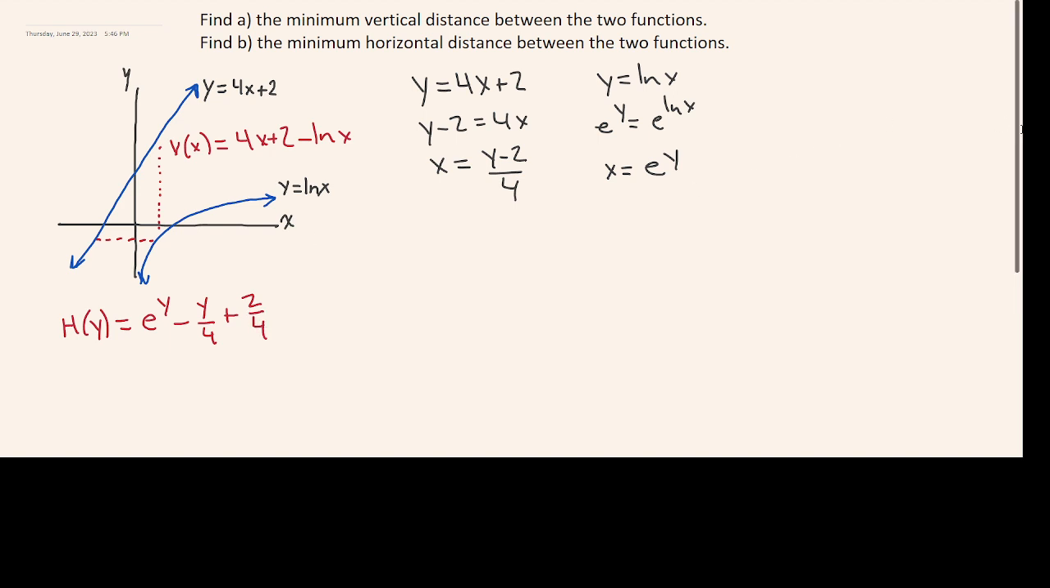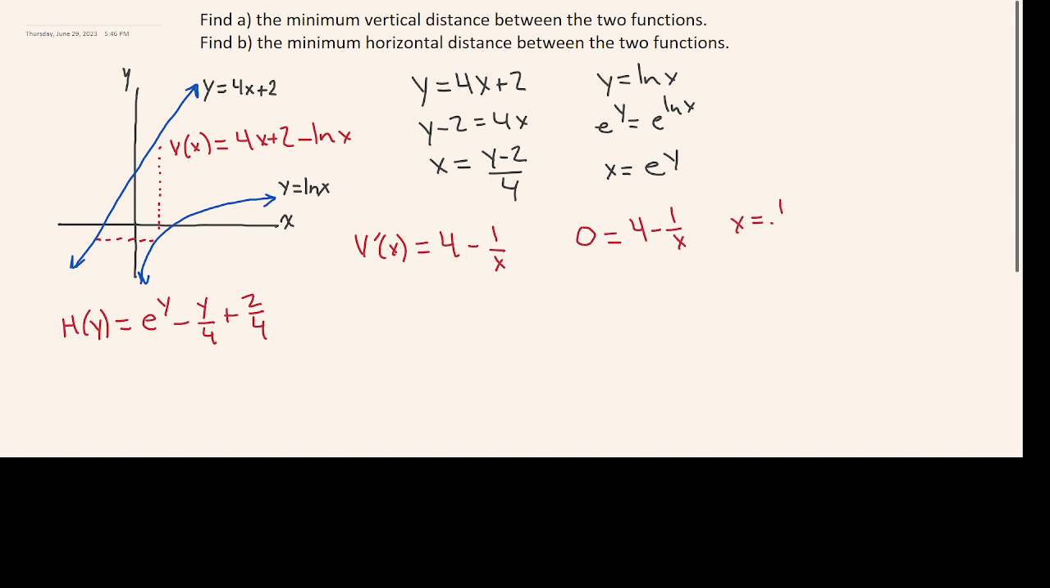Now, to find the minimum vertical distance or the minimum horizontal distance, we're going to find the minimum value of these functions. To do so, we're going to use the second derivative test. So first, we're going to find the first derivative. Let's just focus on the vertical distance. So v prime of x is equal to 4 minus 1 over x, because the derivative of 4x is 4, the derivative of 2 is 0 because it's constant, and the derivative of negative natural log of x is negative 1 over x. Now let's set v prime of x equal to 0 and solve for x.